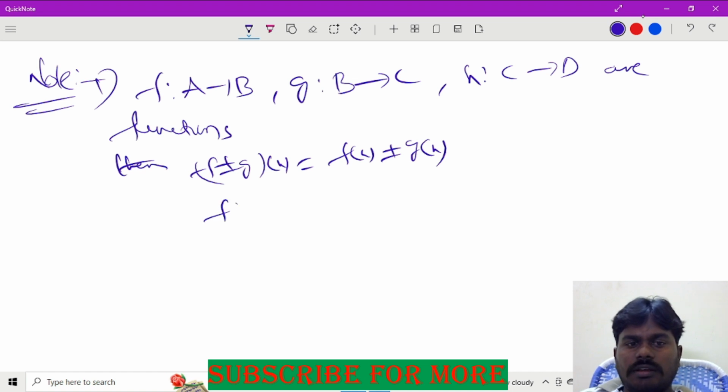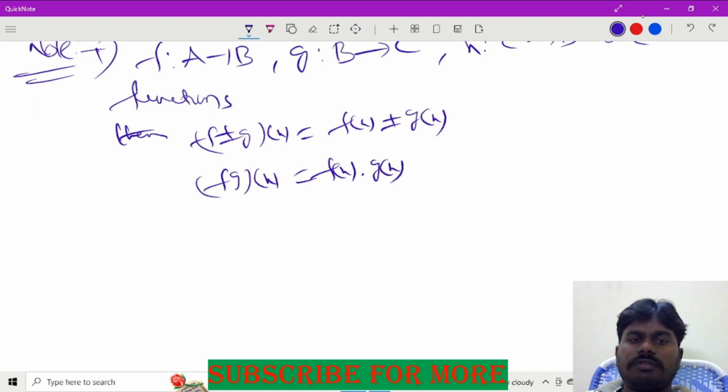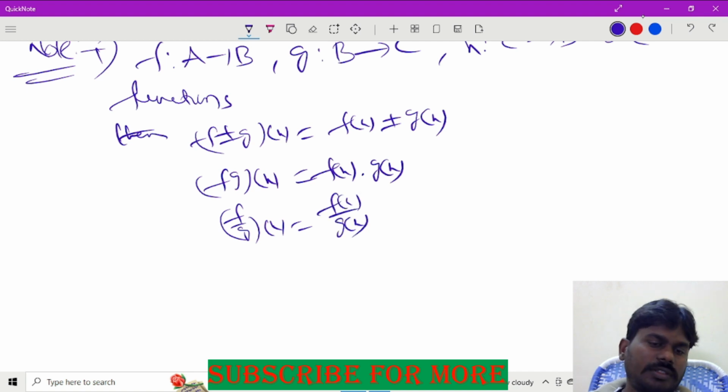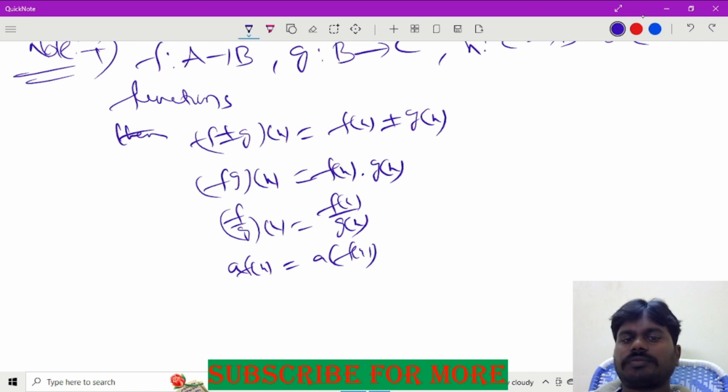So next, the product of two functions: (fg)(x) is nothing but f(x) times g(x). Already we have seen the quotient of the functions, nothing but (f/g)(x) is equal to f(x) by g(x). Okay, now suppose scalar multiplication. When you are multiplying a function with any scalar, that means (af)(x) is nothing but a times f(x). Okay, so these are the algebraic functions.